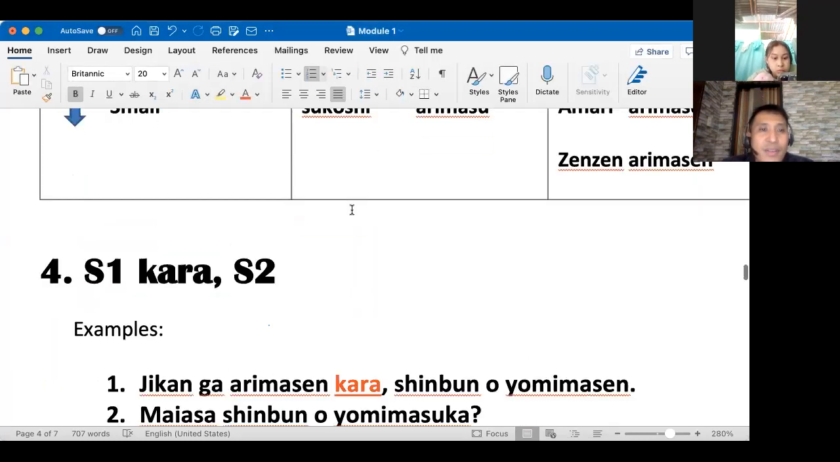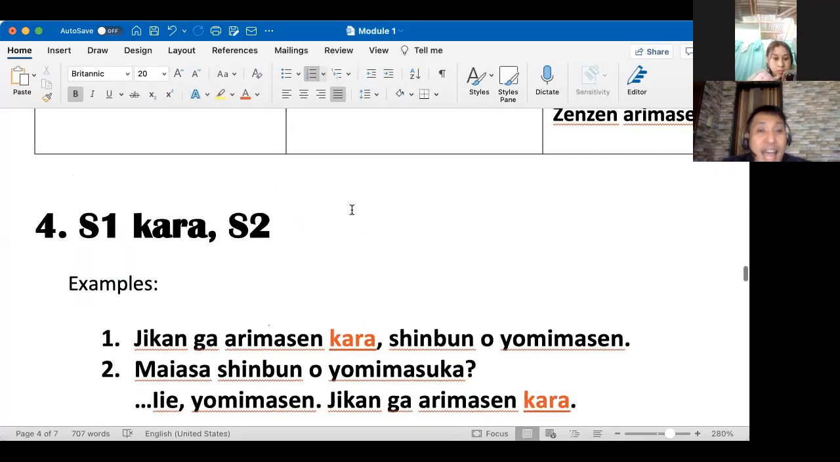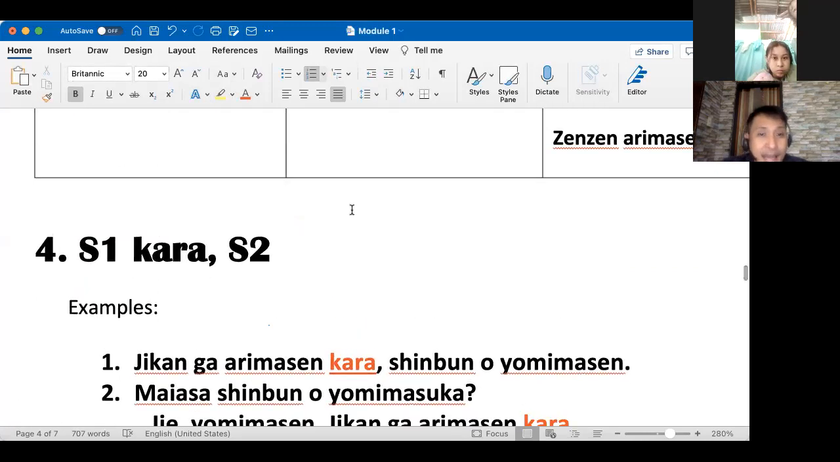Now, subject 1, kara, subject 2. Jikan ga arimasen kara, shimbun o yomimasen. Okay. So kara here, it's kind of reason. Ano yung rason? Ito yung nangyari. Jikan ga arimasen kara shimbun o yomimasen. Para siyang cause effect.